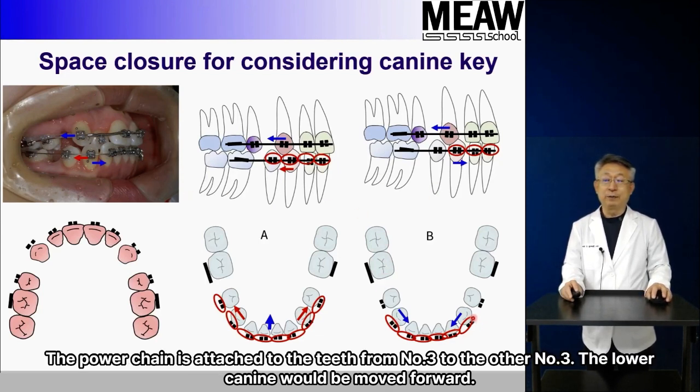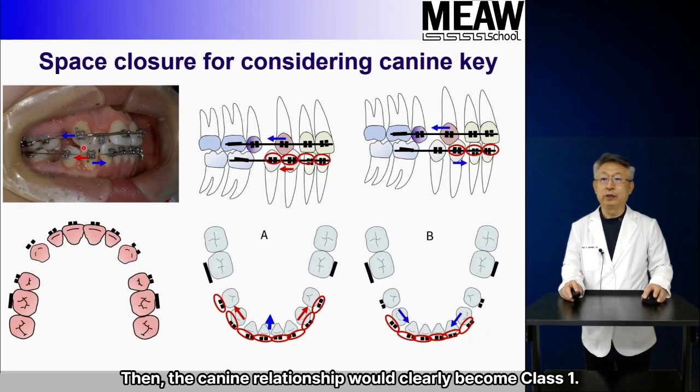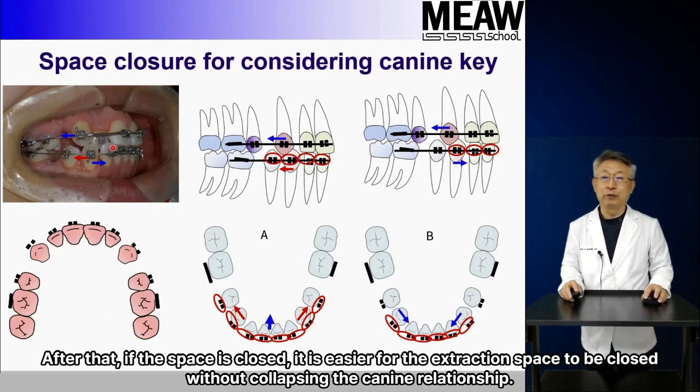The power chain is attached to the teeth from number 3 to the other number 3. The lower canine would be moved forward. Then, the canine relationship would clearly become Class 1. After that, if the space is closed, it is easier for the extraction space to be closed without collapsing the canine relationship.